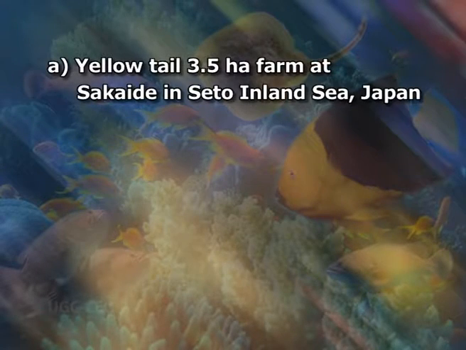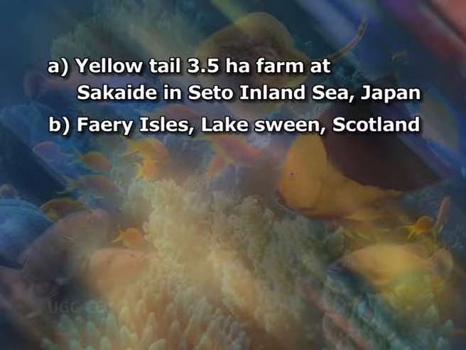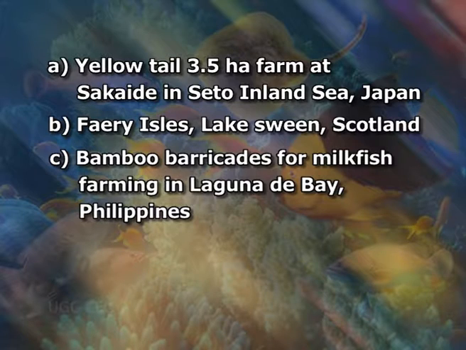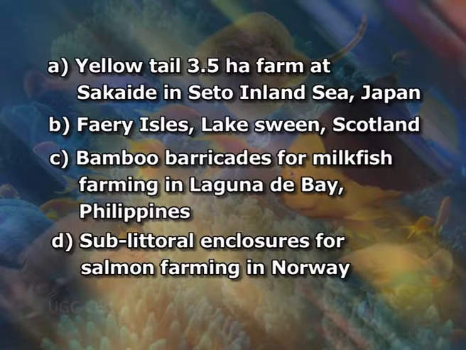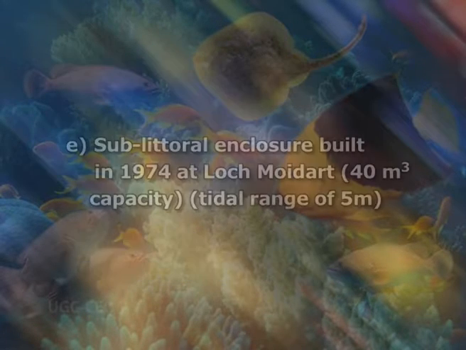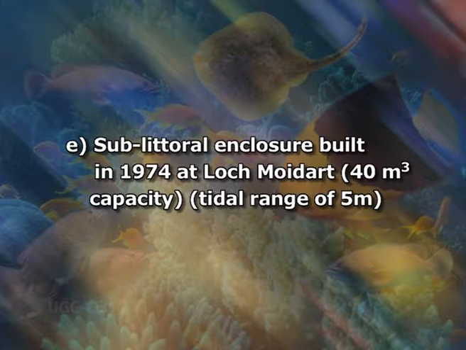Examples are Yellowtail, which produces a 3.5 hectare farm at Sakaide in Seto Inland Sea, Japan. Fairy Isles, Loch Sween in Scotland. Bamboo barricades for milkfish farming in Laguna de Bay, Philippines. Sublittoral enclosures for salmon farming in Norway. Sublittoral enclosure built in 1974 at Loch Moidart, 40 cubic meter capacity, tidal range of 5 meter.